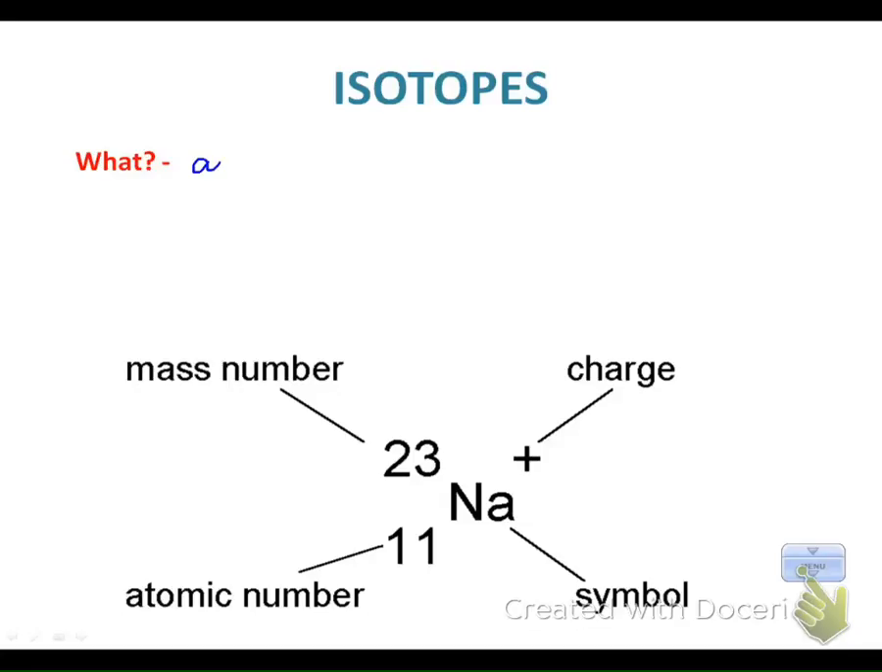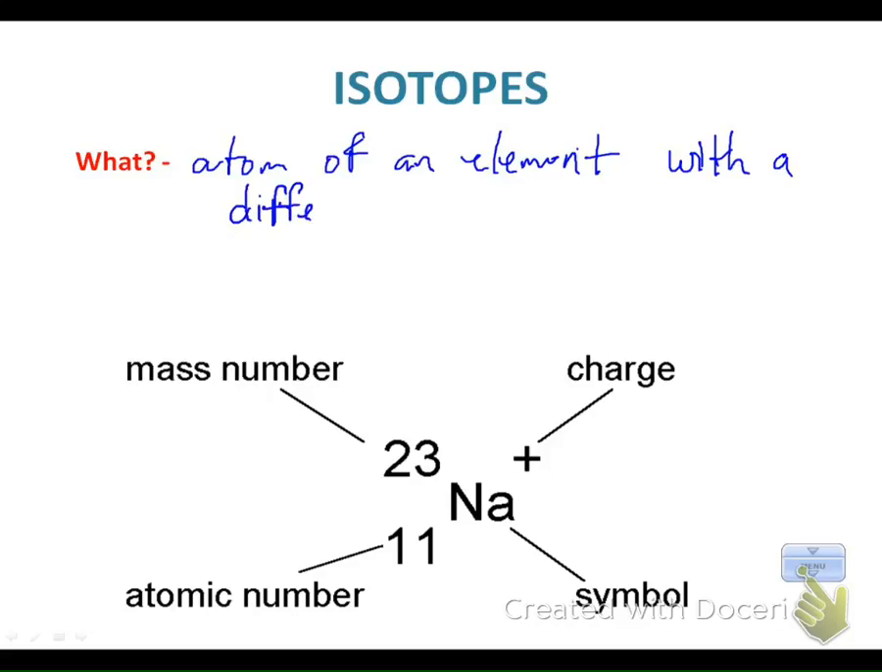An isotope is simply an atom of an element. So you can use any element: hydrogen, gold, silver, chlorine, anything. An atom of an element with a different number of neutrons. Okay, so it's the neutrons and the different numbers of neutrons that make isotopes unique.